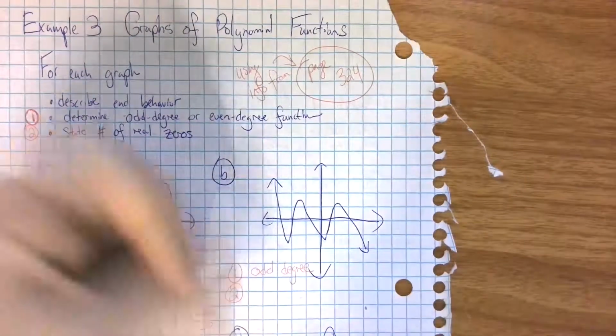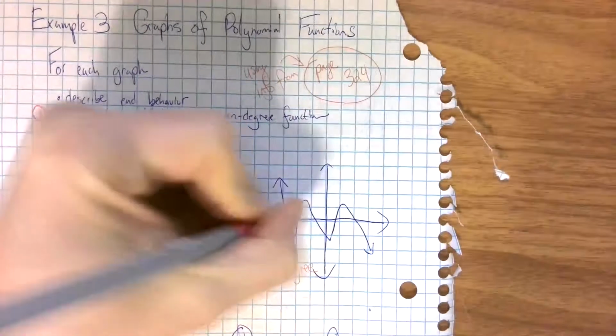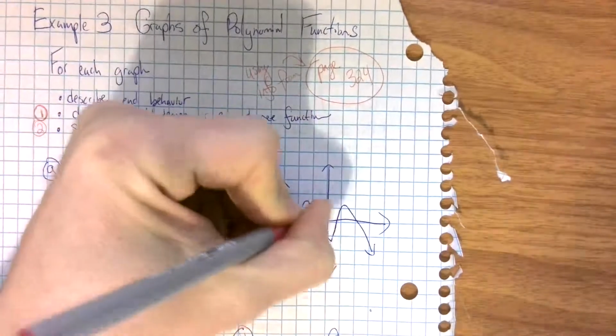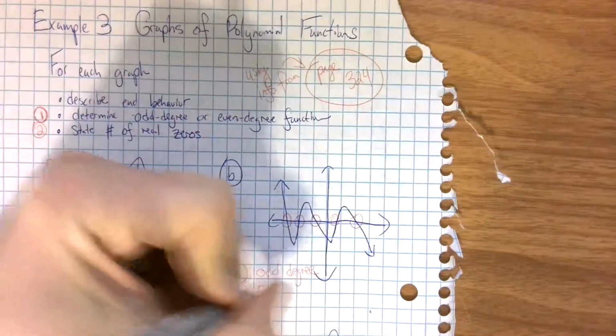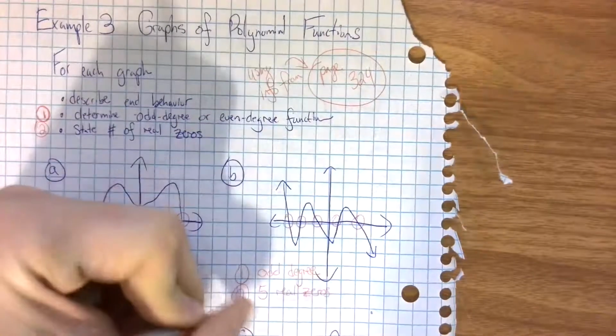The next thing is we're going to count the number of real zeros. Once again, that is where the graph intersects or goes through the x-axis. As we can see, that happens 5 times, so there are 5 real zeros.